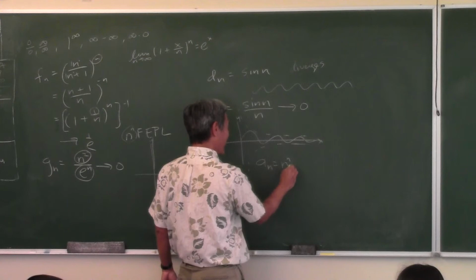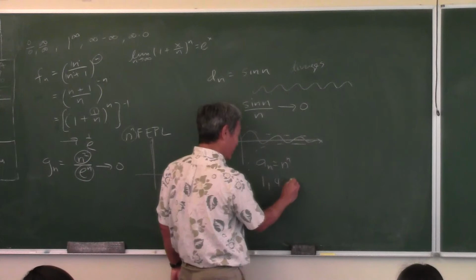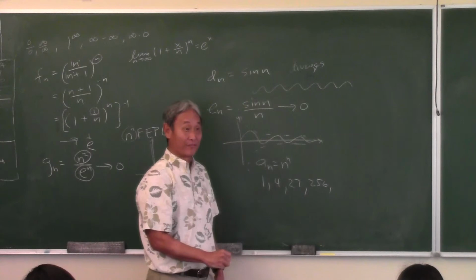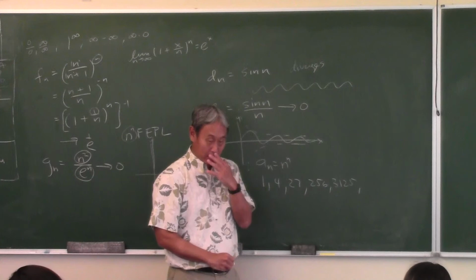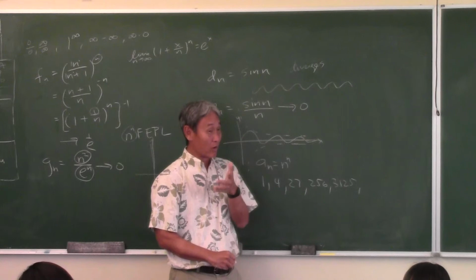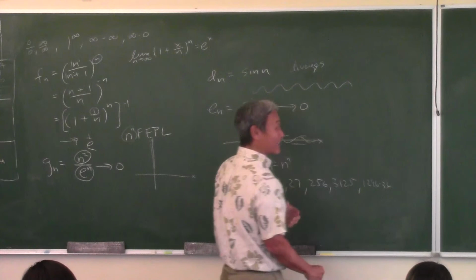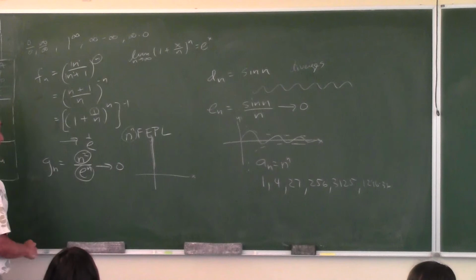1 to the 1 is 1. 2 to the 2 is 4. 3 to the 3 is 27. 4 to the 4 is 256. 5 to the 5 is 3,125. 6 to the 6 is 1296 times 36. Mr. Park, the thing is getting big really fast. Yes, it goes to infinity very quickly.